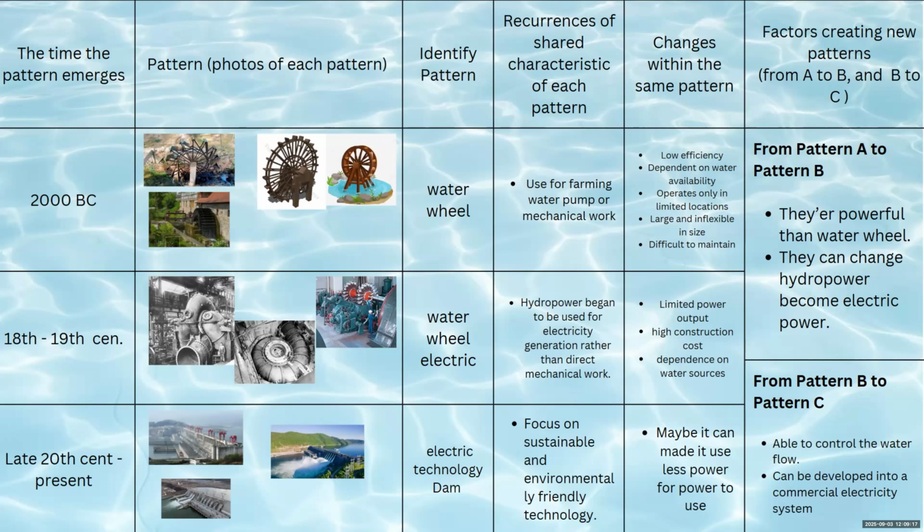But after time passed, they saw problems like low efficiency, limited locations, large impact on the site, or difficulty to manage. So after that they decided to develop or change something to make it better. In the 18th to 19th century, they got the electric water wheel.